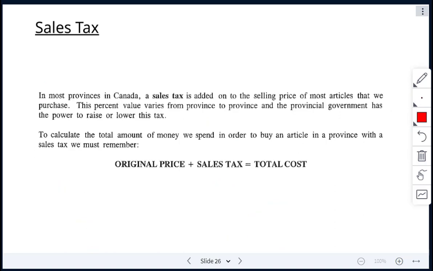So next we are looking at sales tax. So most provinces in Canada, we have a sales tax. It's added on to the selling price of most goods that we buy. It varies from province to province, and the provincial government can raise or lower the tax. So to calculate total amount of money we spend, we have to look at the original price plus the sales tax, and that'll give us the total cost.